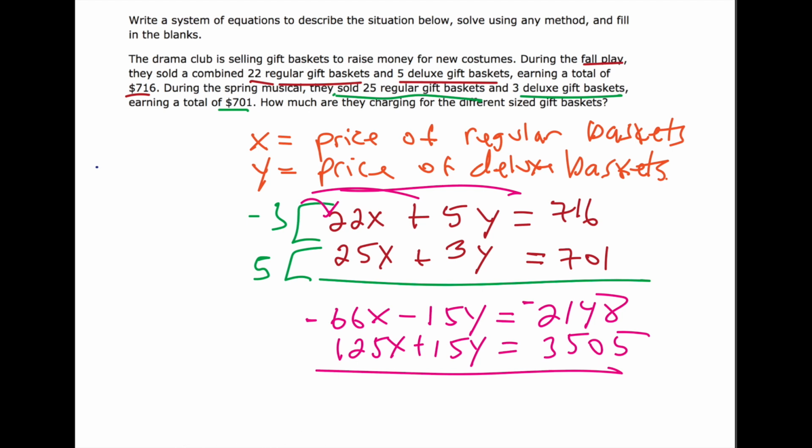Okay, now we're going to go ahead and add straight down. So just add right here. So negative 66 plus 125, or 125 minus 66, and you're going to get 59. So we have 59x, and then we have our elimination right here. Bam. We can do better than that. Hold on. I'm thinking green. Yeah, there we go. And then we have equals 3505 minus 2148. And we get 1357.